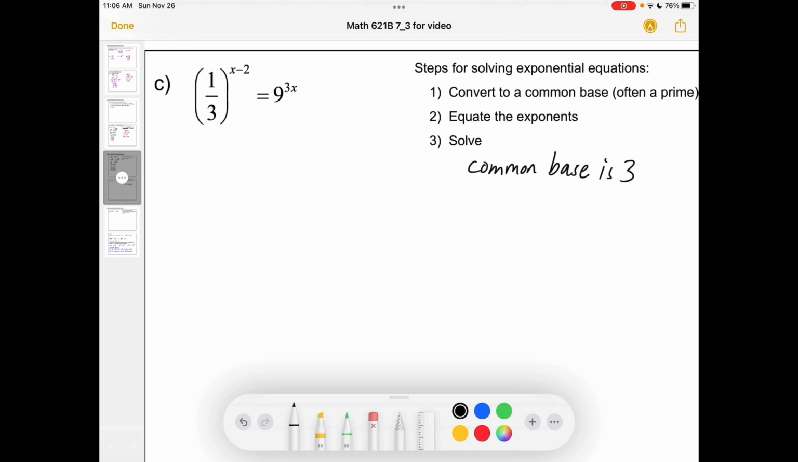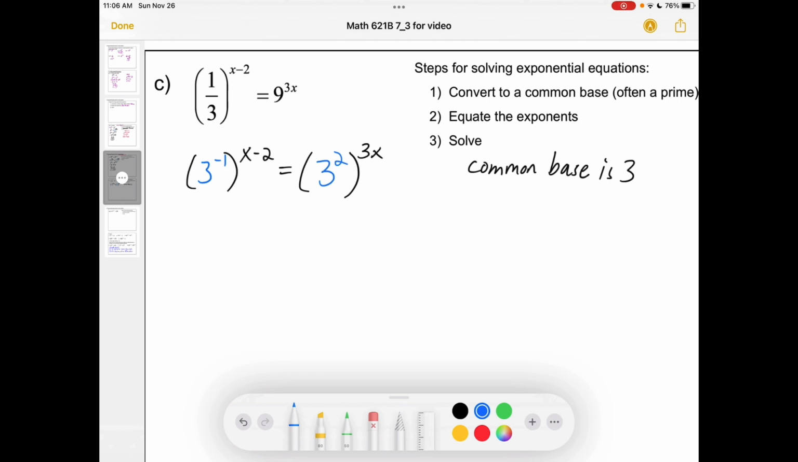But I would be thinking, okay, this side is something to the x minus 2. It's 1/3 to the x minus 2. Let me just write that as 3 to the negative 1. That's what 1/3 is. And the other side is 9 to the 3x. Well, let me just rewrite 9 as 3 squared.